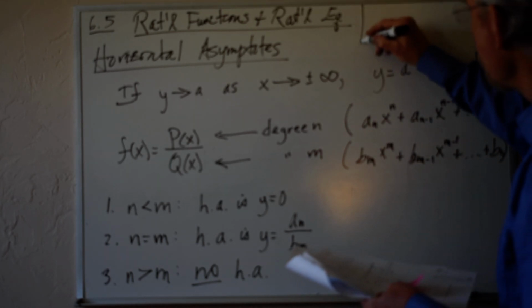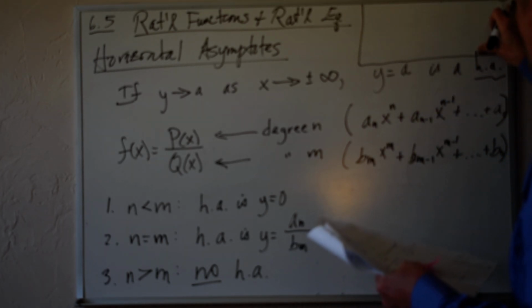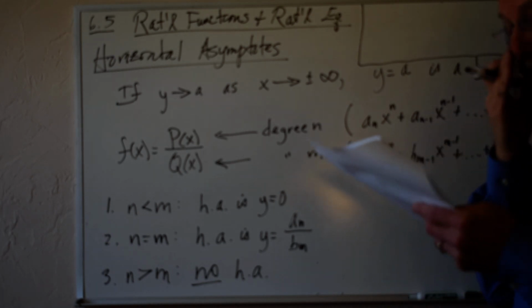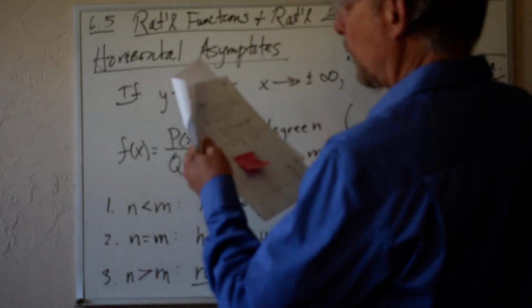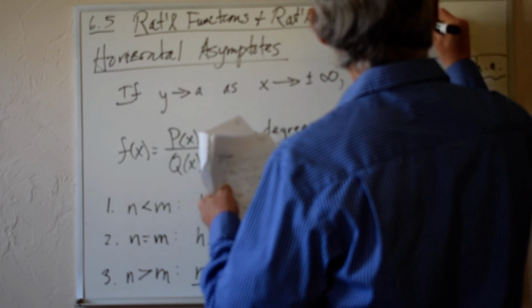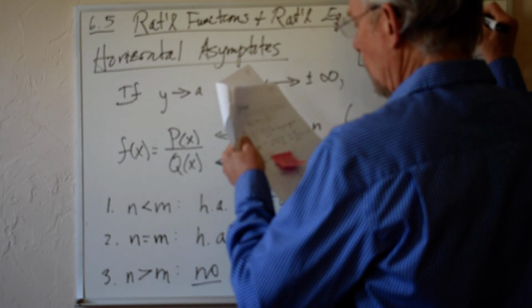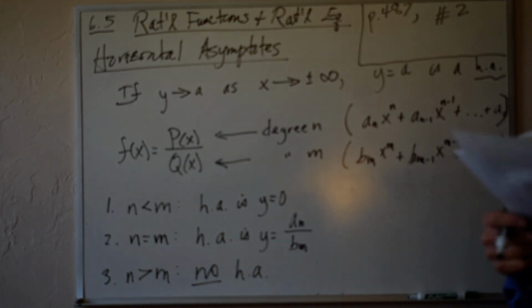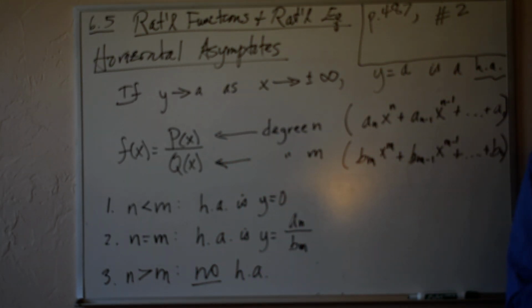So let's have you all work one out here to make you more familiar with these ideas. On page 487, do number 2. You're asked to find vertical and horizontal asymptotes for a rational function.